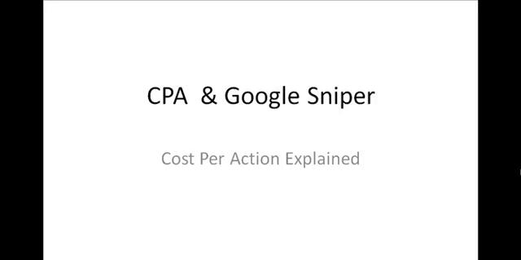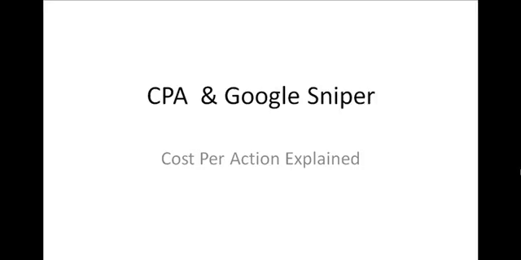We're going to be talking about CPA and Google Sniper and how you can integrate them together. Cost per action is a pretty big thing right now in internet marketing. Everyone's looking to get into it, start marketing CPA offers, and I want to show it to you. I'll explain it for those of you that don't know what CPA is. No one ever seems to actually explain what it is, so I'm going to take care of that.